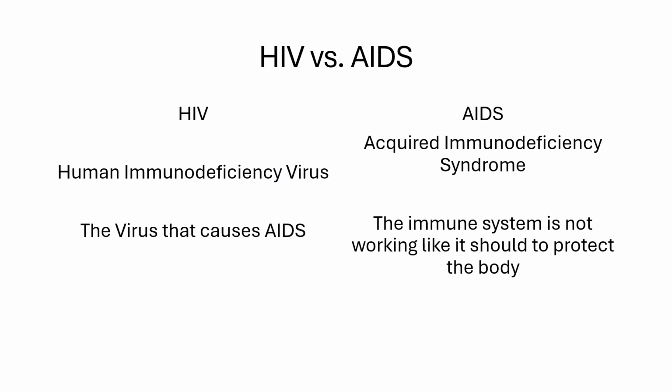And that brings us to AIDS. So HIV is the virus that causes AIDS. AIDS is an acquired immunodeficiency syndrome. It's the situation we get when the virus has destroyed the immune system so much that the immune system doesn't work, and it's not able to protect the body like it should.